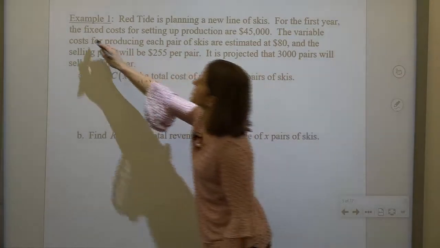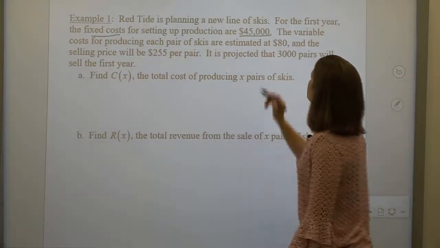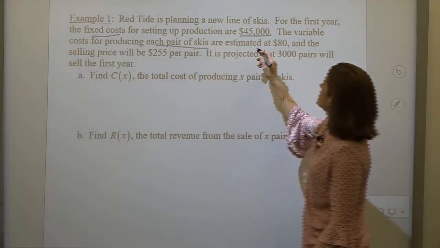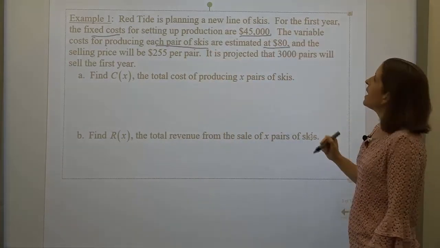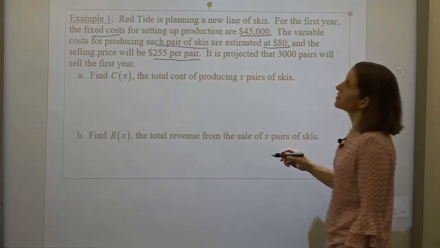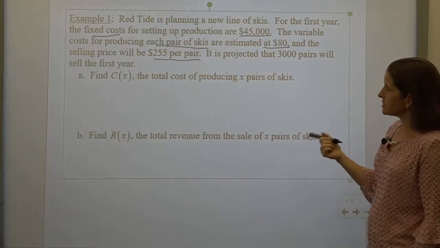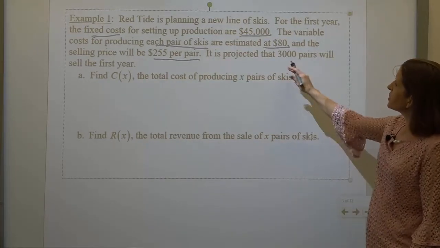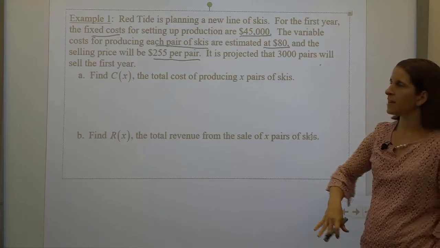So that very clearly said that was our fixed cost. The variable cost for producing each pair of skis is $80, and the selling price will be $255 per pair. So they're telling us that P, little p there, we don't need until we get to a question that actually asks about it.